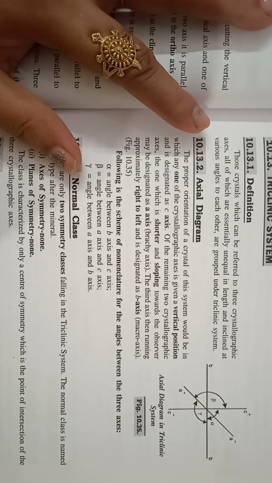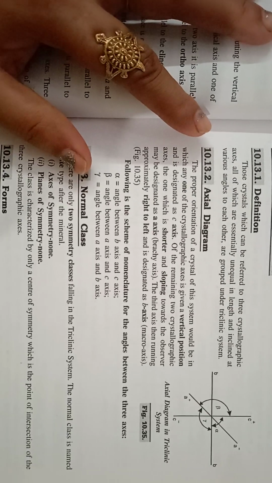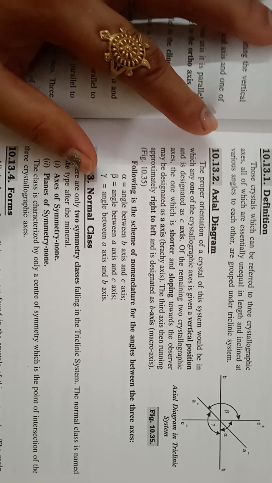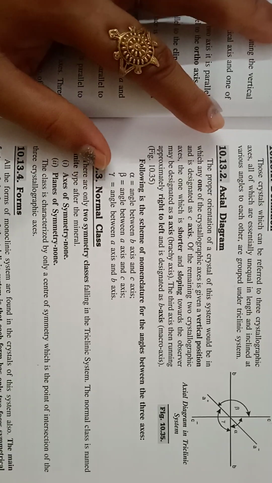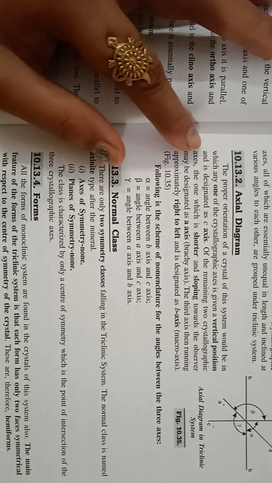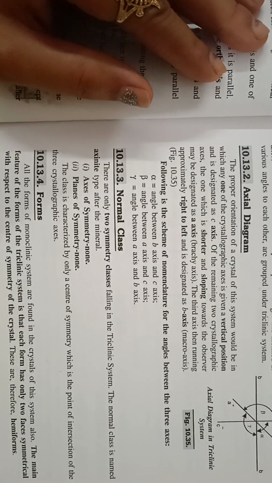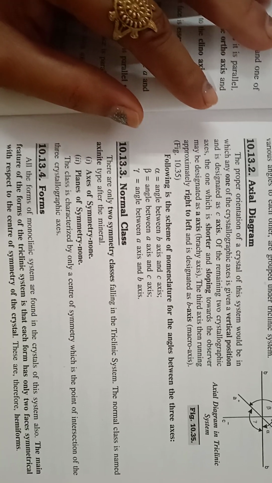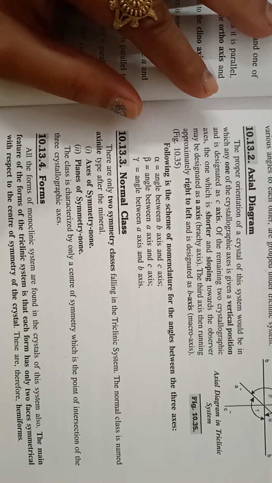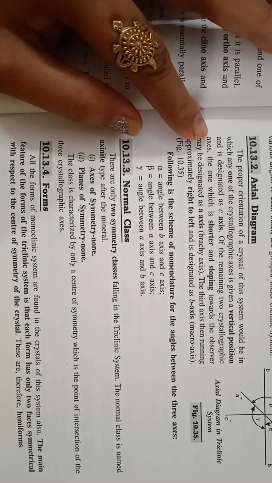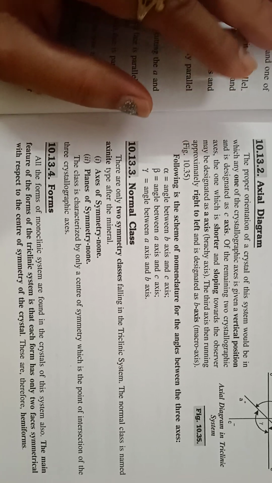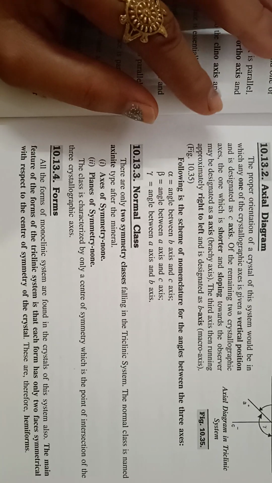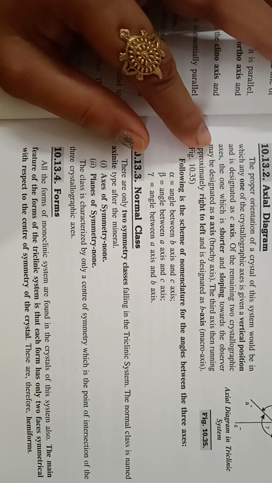of which are essentially unequal in length and inclined at various angles to each other, are grouped under the triclinic system. In the diagram, the proper orientation of a crystal of this system would be one in which any one of the crystallographic axes is given a vertical position and is designated as the C axis, of the remaining two crystallographic axes.